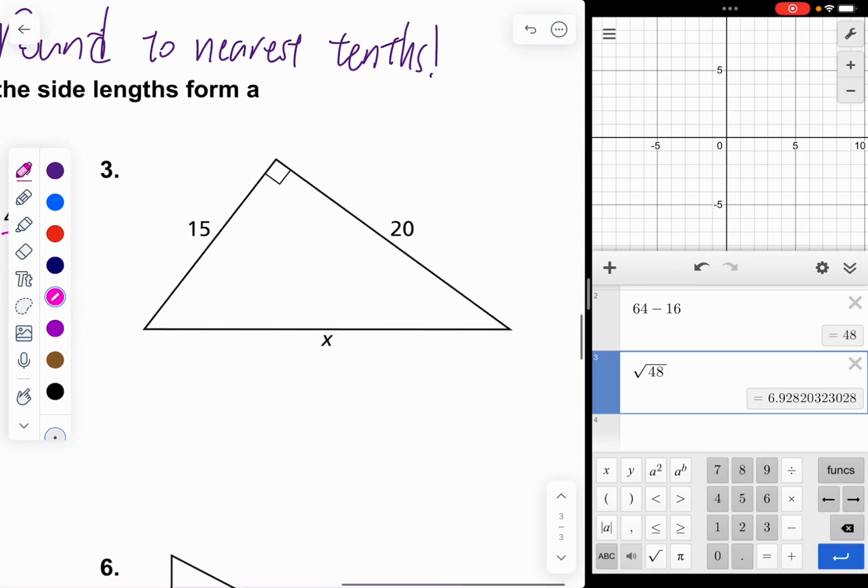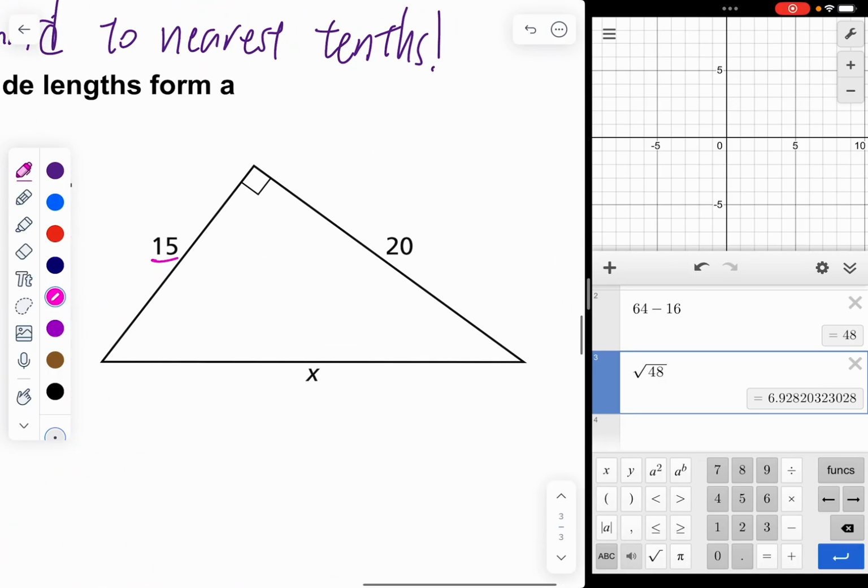Move on to number 3. 15, 20, here's the x. Where's the right angle? Here it is. It takes you to the hypotenuse, and we're looking for the hypotenuse this time. We have the two legs. 15 squared plus 20 squared equals x squared.